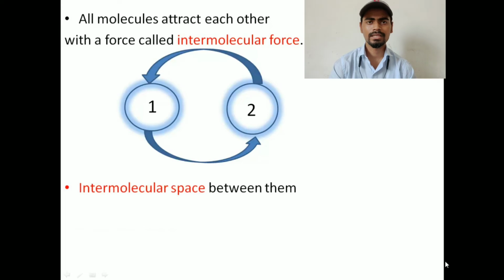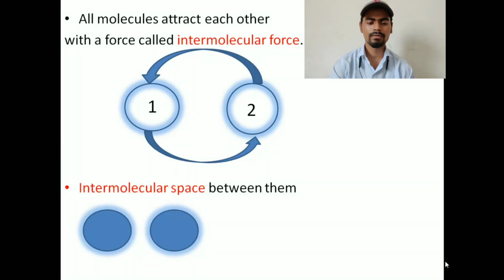First, the intermolecular space between them. How will we look at that? Say here we are having two molecules. Now these molecules are very close to each other. It means, can we say that the intermolecular space is very less? If the intermolecular space is very less, it means the intermolecular force will be maximum.